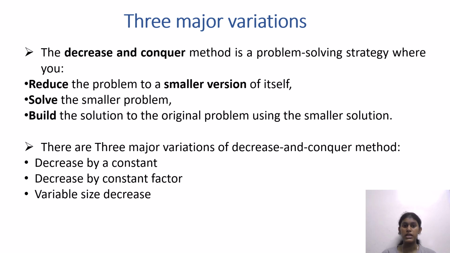Three major variations. The decrease and conquer method is a problem solving strategy where you reduce the problem to a smaller version of itself, solve the smaller problem, and build the solution to the original problem using the smaller solution. There are three major variations of the decrease and conquer method: decrease by a constant, decrease by a constant factor, and variable size decrease.